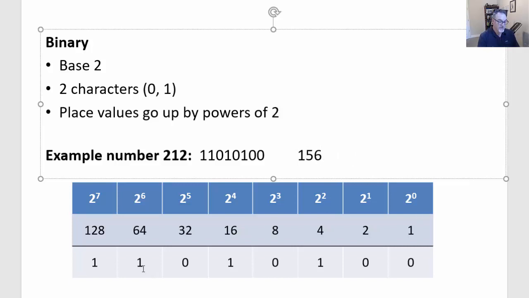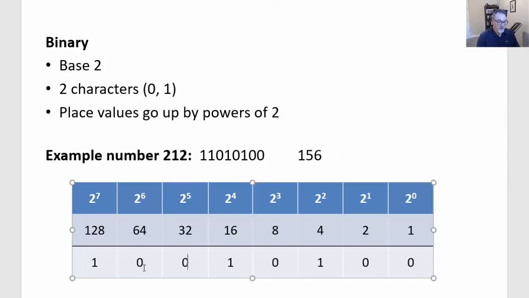Well, 156. Okay, what do I need? I'll just change these to zeros, and I need 128. 64 is too much. 32 would be 160, that's too much. So I'll take a 16. 128 plus 16 is 144. 144 plus 8 is 152. And now I have 152. And if I put 4 more, I've got 156.